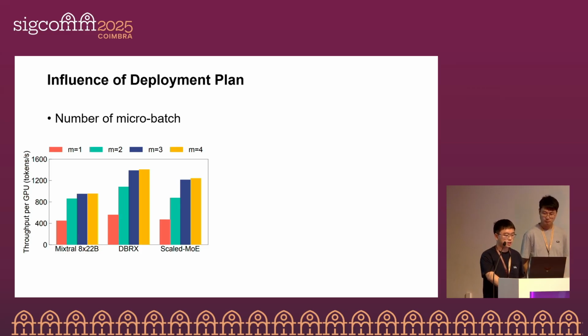In our testbed, the network bandwidth is relatively large, so 3 macro batches are enough to fully overlap computation and communication. Further increasing the number of macro batches to 4 will not bring additional benefits.